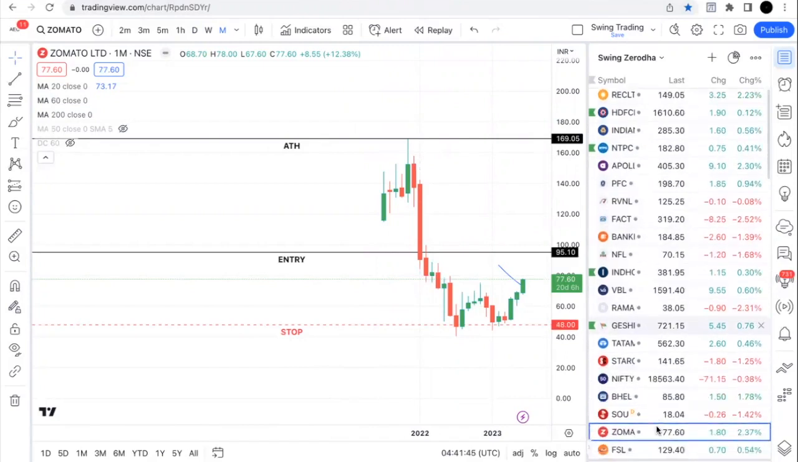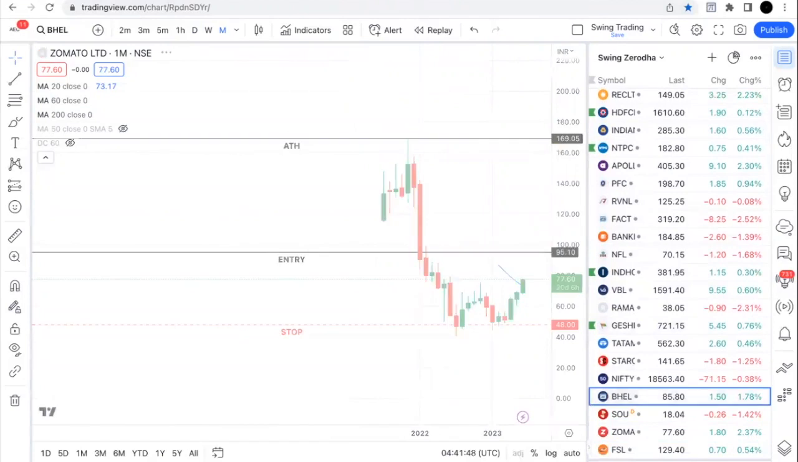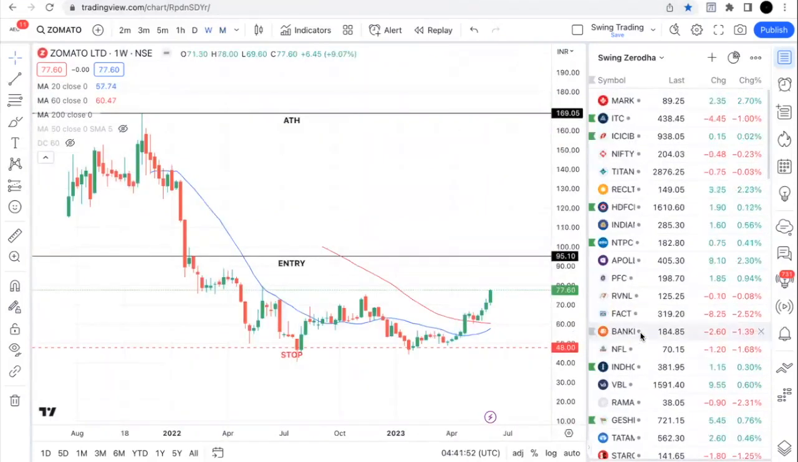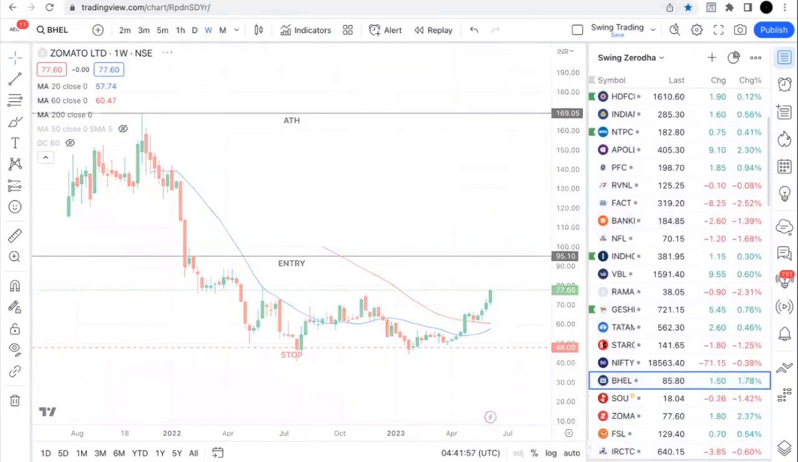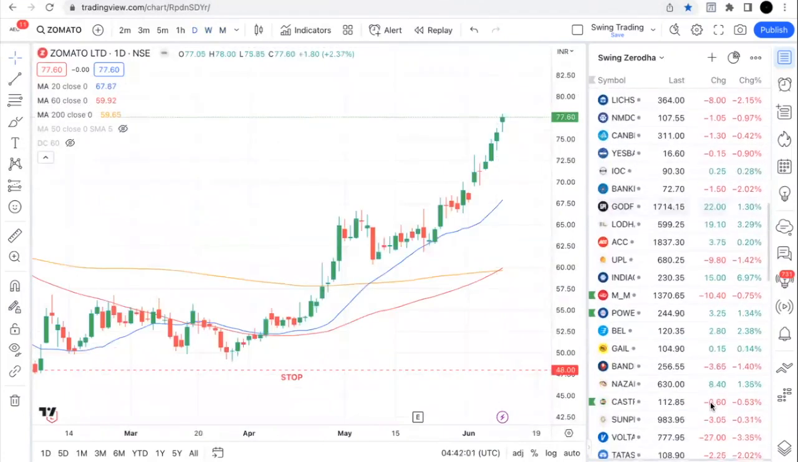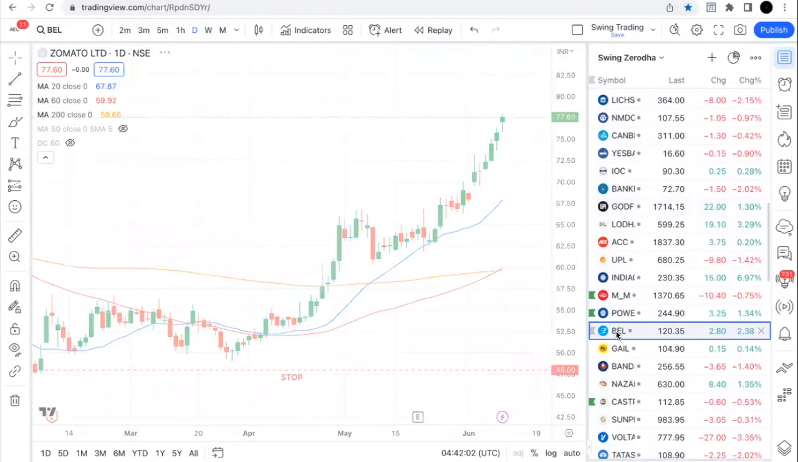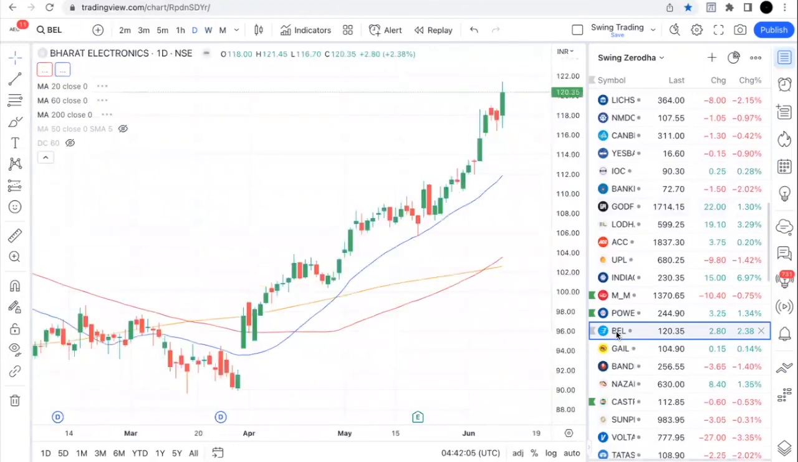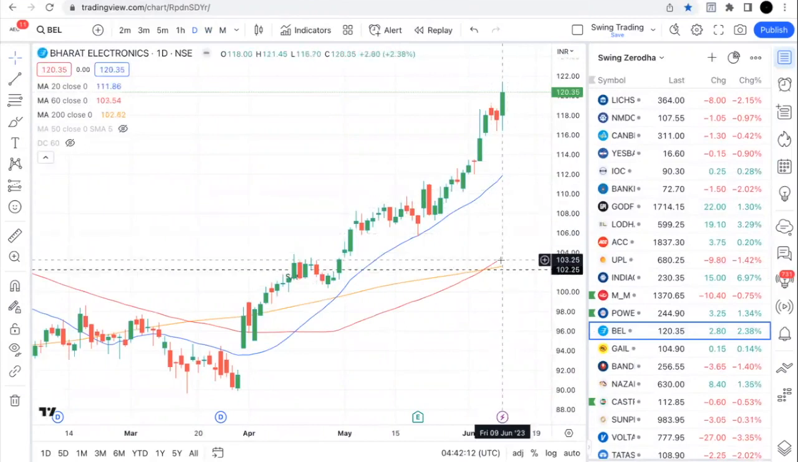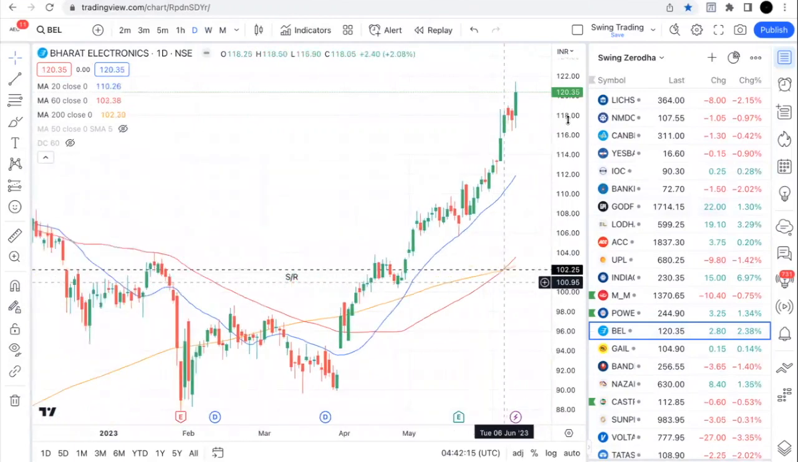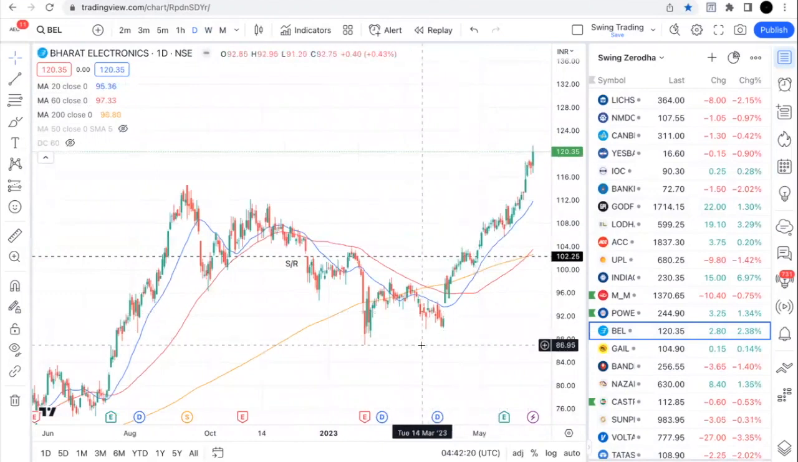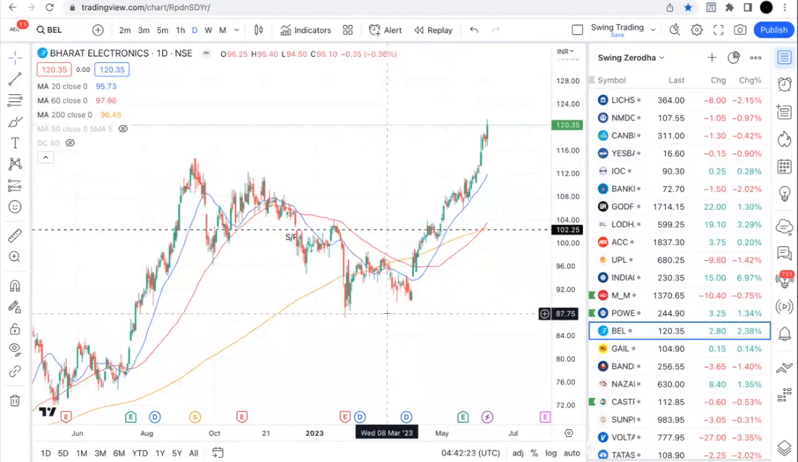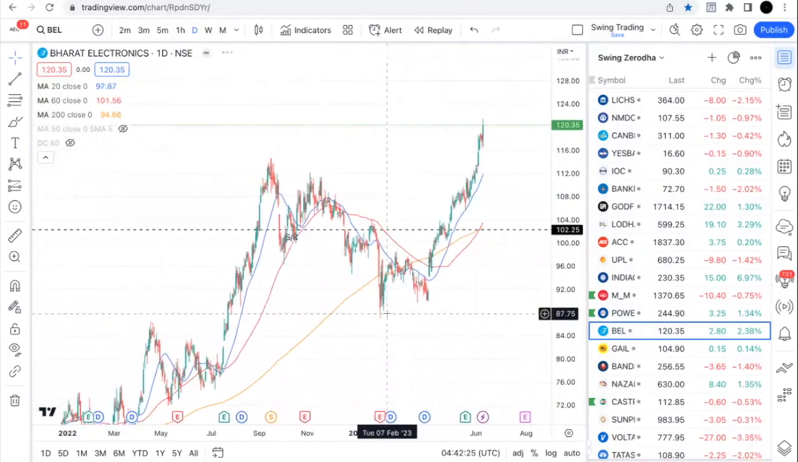I'm going to take BHEL for an example. I'm looking for some negative examples so I can show you the good positive ones as well. BHEL, here it is. On the daily chart, the 20 is above the 60 and the 60 is above the 200. That seems like the right pattern we're looking for. But if you notice, if you zoom out like this, it's pretty much going sideways.